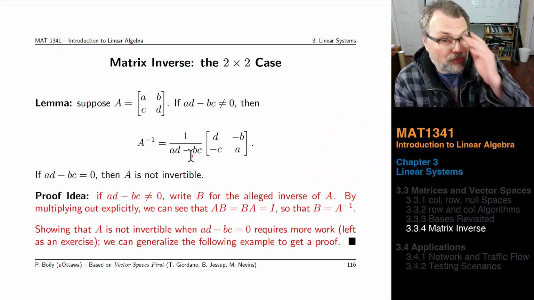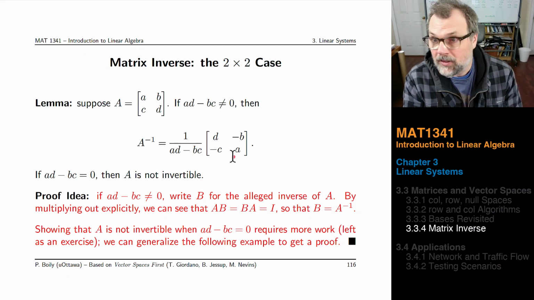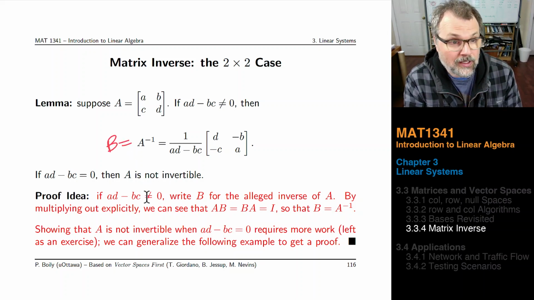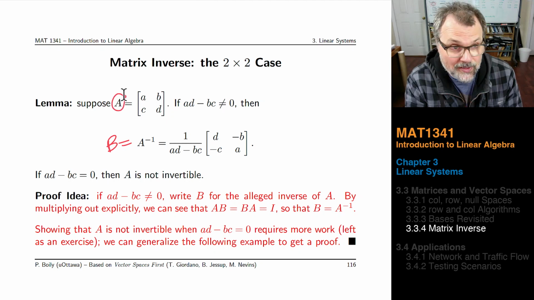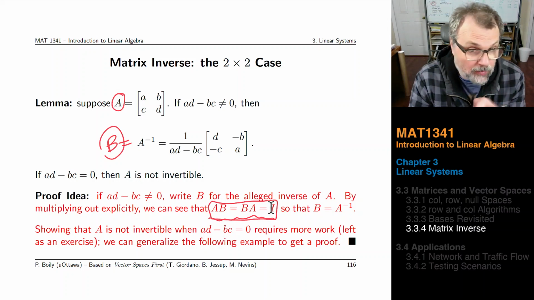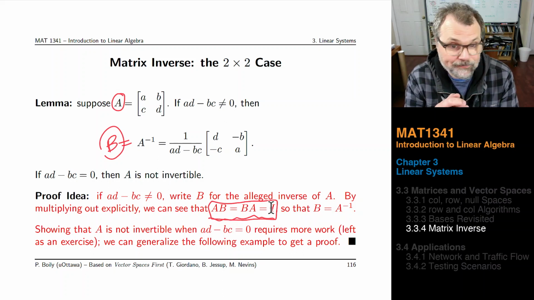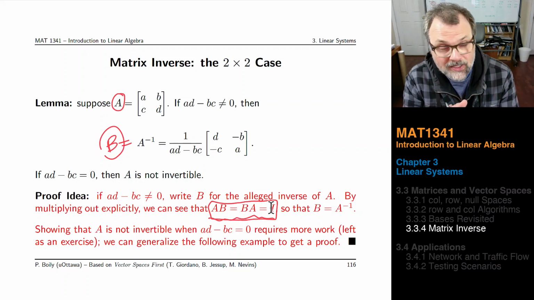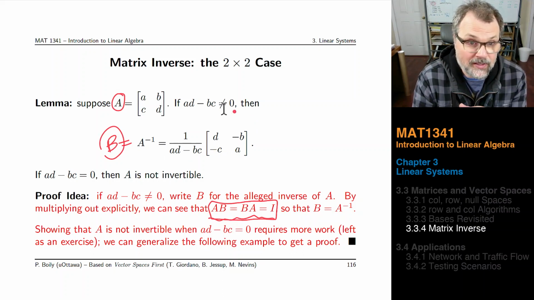How do we prove that this is the inverse? Well, let's say that we call this B here, and let's assume that AD minus BC is not equal to 0. Then what I'm going to suggest you do is that you take the A that is here, multiply with the B that is here, using the rules of matrix multiplication explicitly, and then you'll get that, sure enough, the product of these two matrices, no matter the order in which you multiply them, gives you the identity matrix. So the inverse of A is indeed this thing.